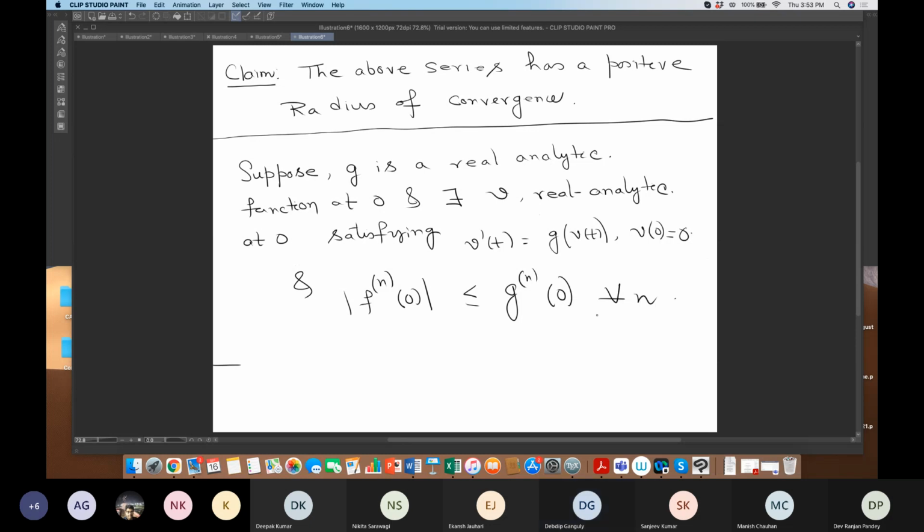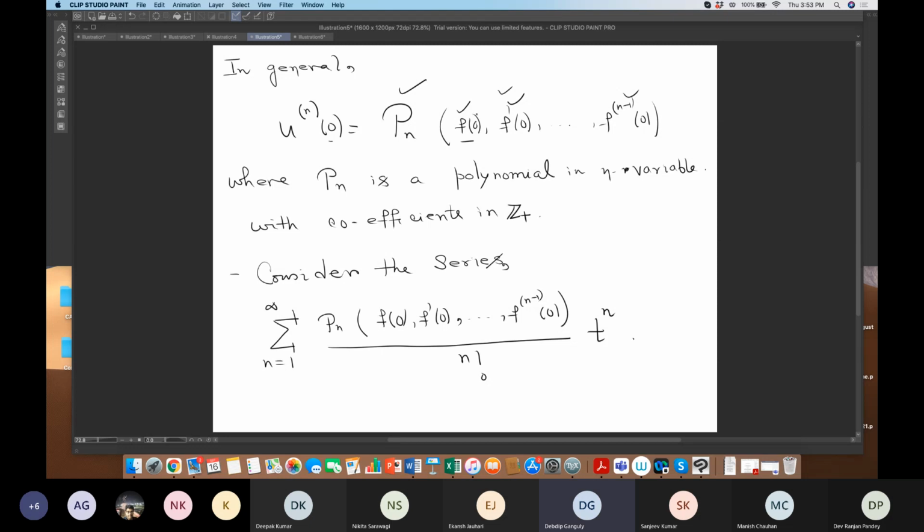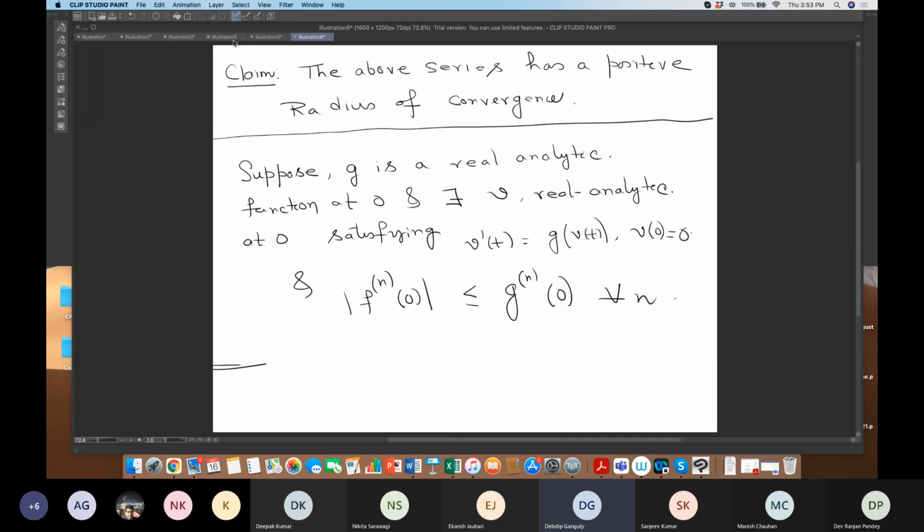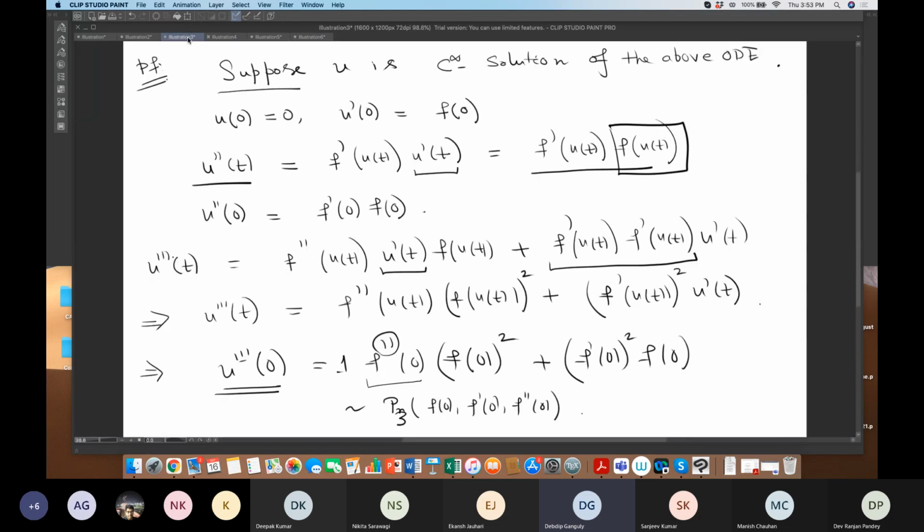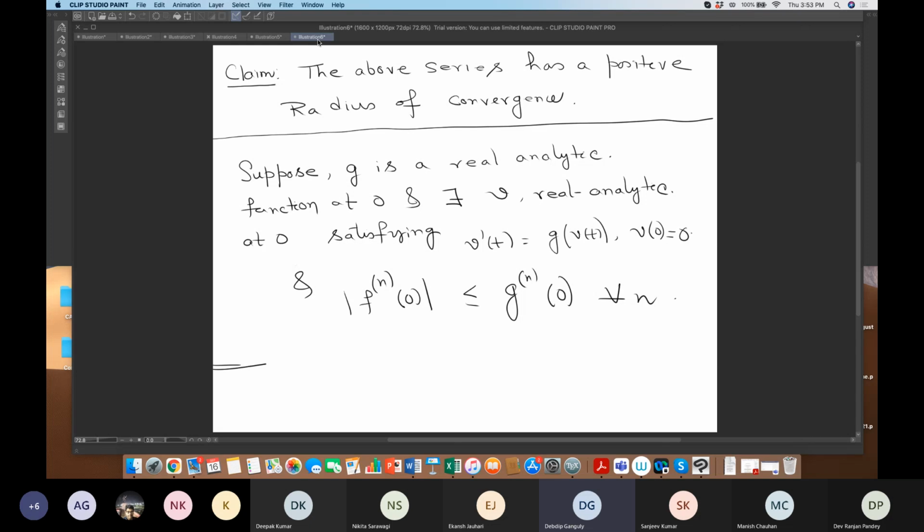Okay. Suppose you have this. Sir, where is F coming from? F is the same F here, this F. Okay, sir. That's the same F. F means the one which solves this ODE in the initial setting. Okay. Suppose we have this. Then we will see that the above series will have a positive radius of convergence.